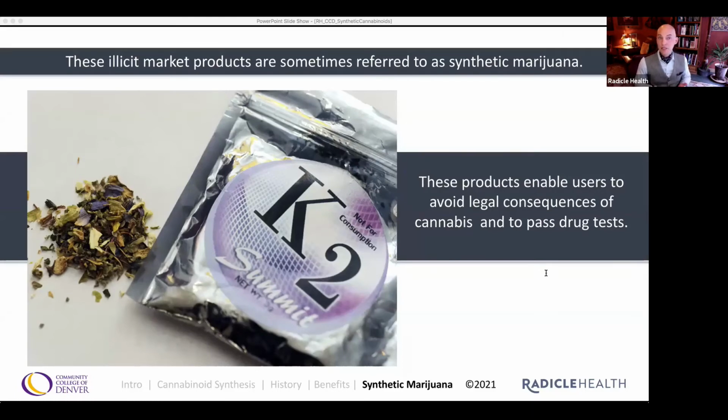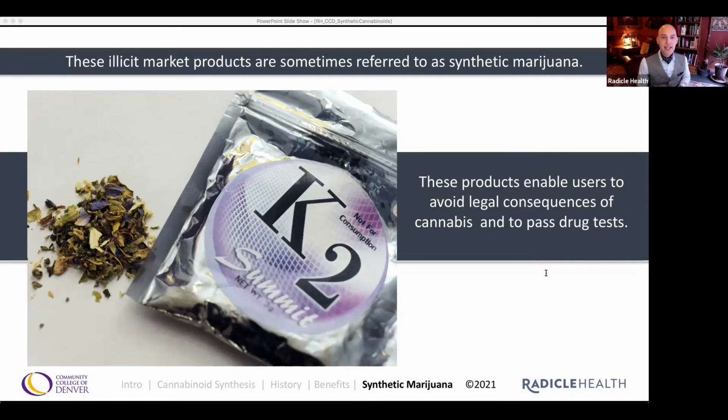Initially, they weren't really addressed by the Controlled Substances Act in the US. They weren't illegal initially. And they provided people with an alternative. It was an alternative for people who wanted to avoid the legal consequences of cannabis use, or for people who needed to pass a drug test.